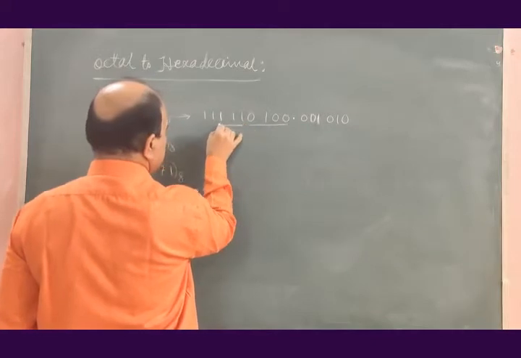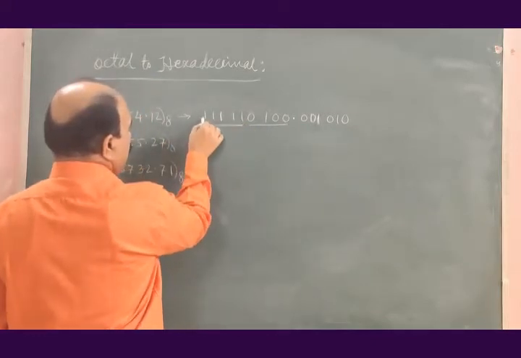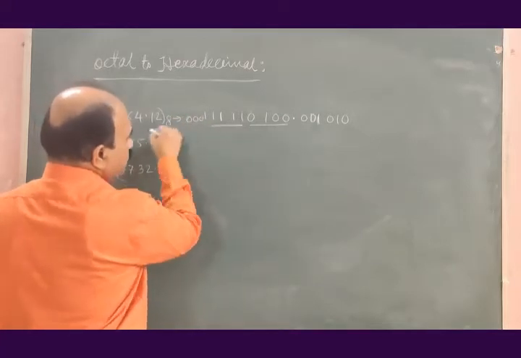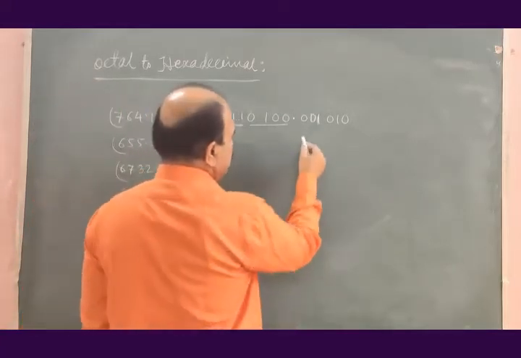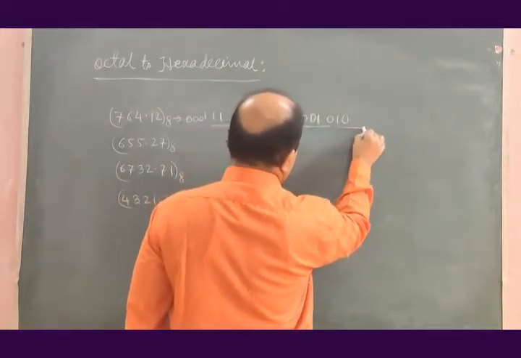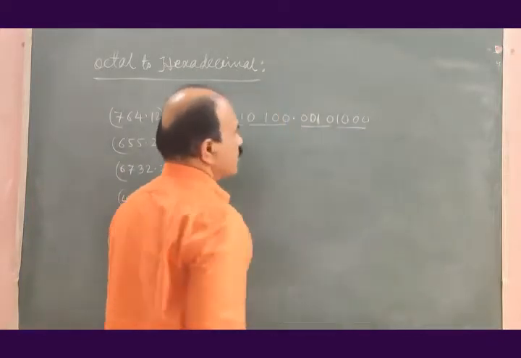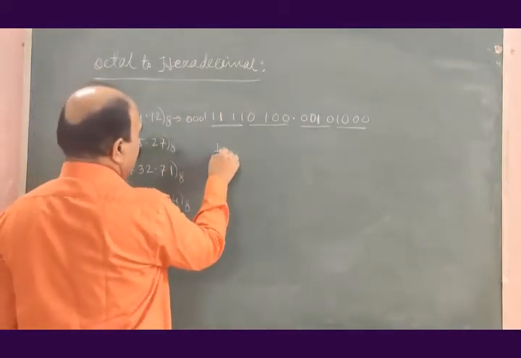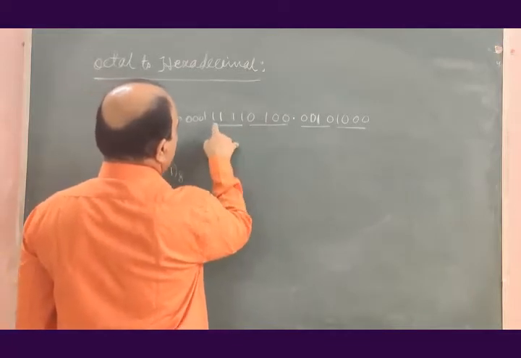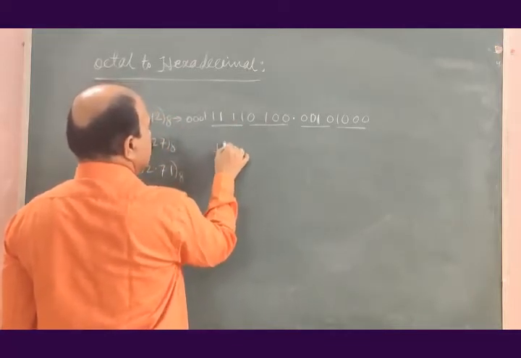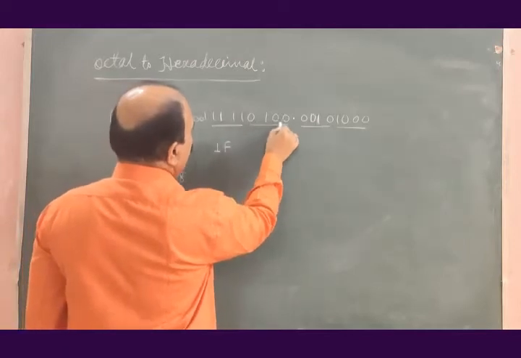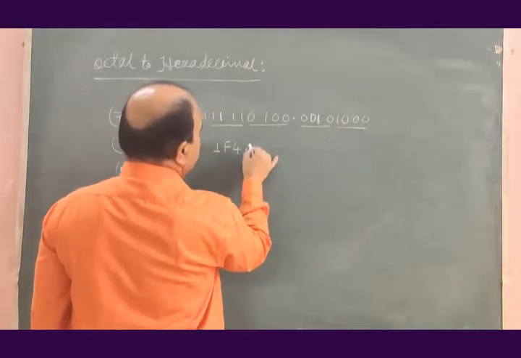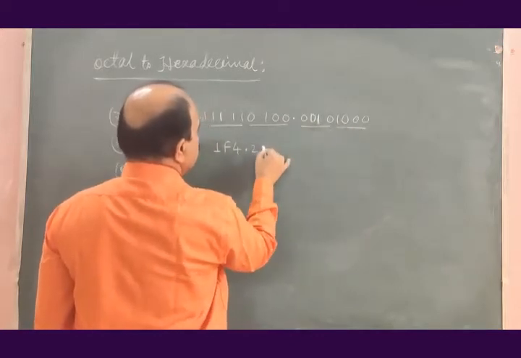After that, let us start making groups of 4 bits. Only 1 is left, so add 3 zeros to the left side. For the group 1 2, add 2 zeros to the right side. What is this? 1. What is this? 15, that is F. What is this? 4. Hexadecimal point. What is this? 2. This is 8.